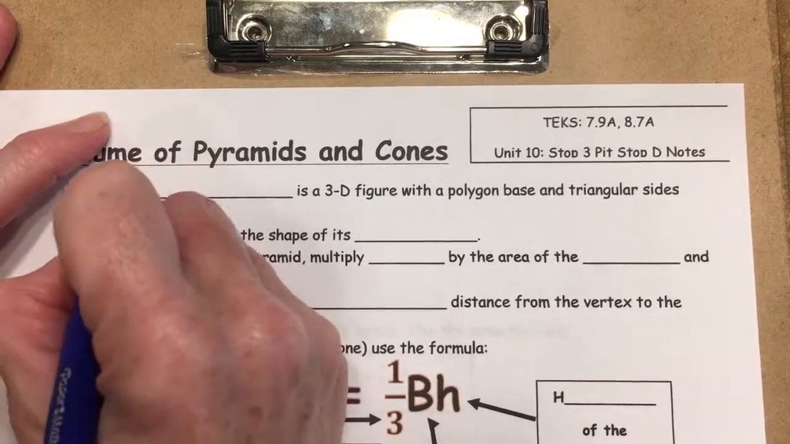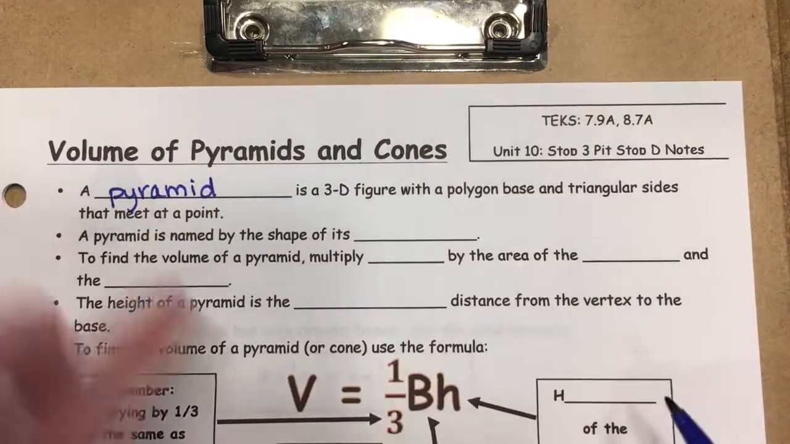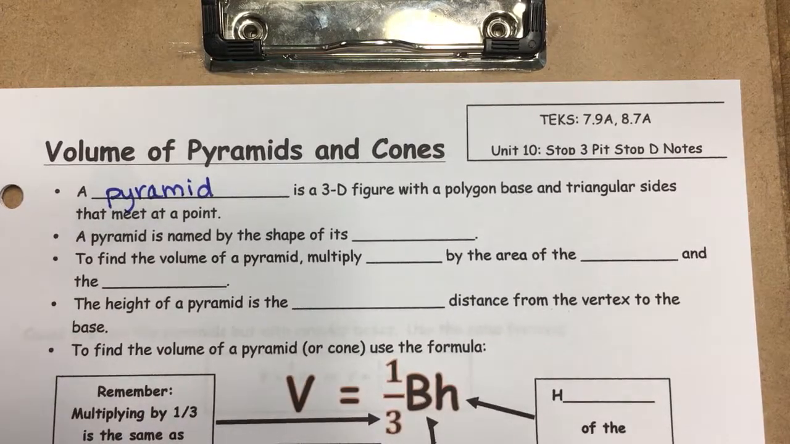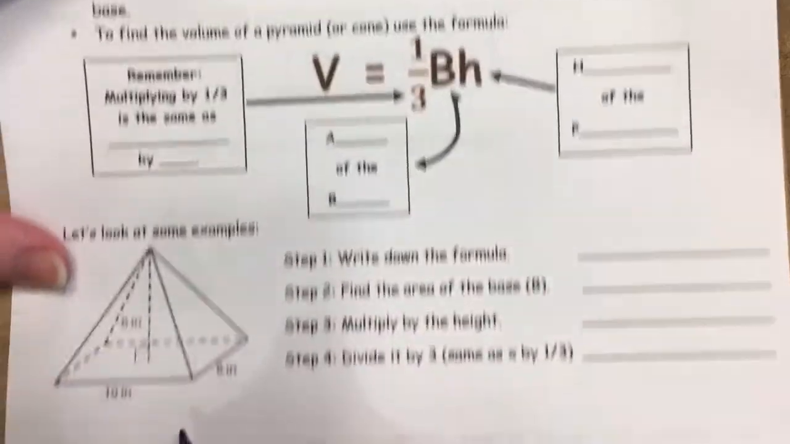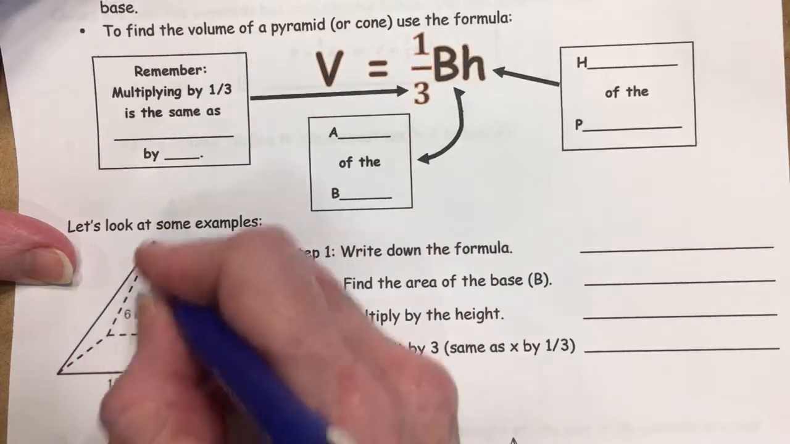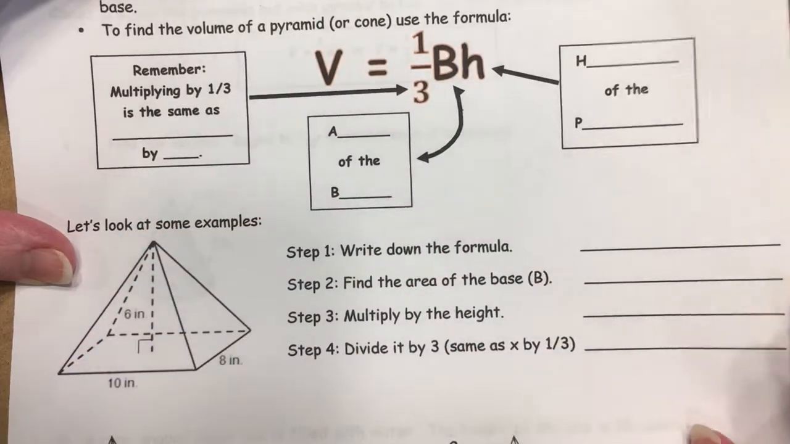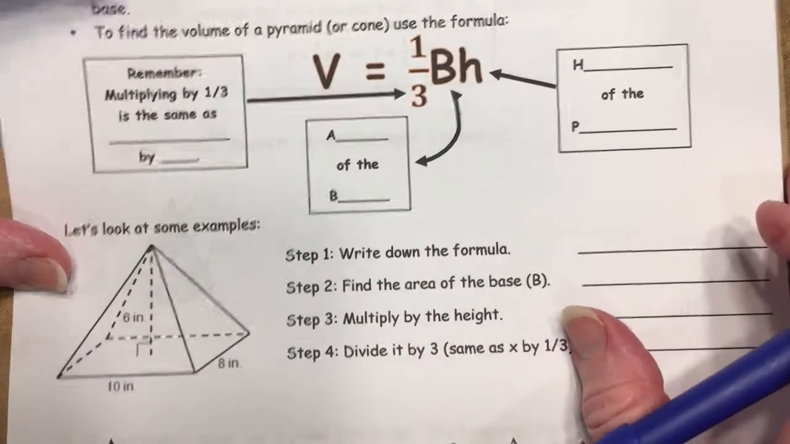A pyramid, if you've seen pictures of Egypt, you know what a pyramid looks like. It's just a three-dimensional figure with a polygon base and triangular sides that meet at a point. You can see we have one down here. The base can be pretty much any shape, but the sides in a pyramid are always triangles, just like in a prism, the bases could be any shape, but the sides were always rectangles.